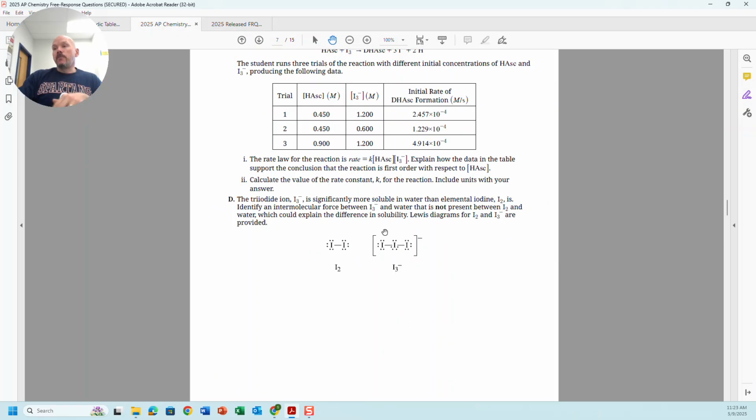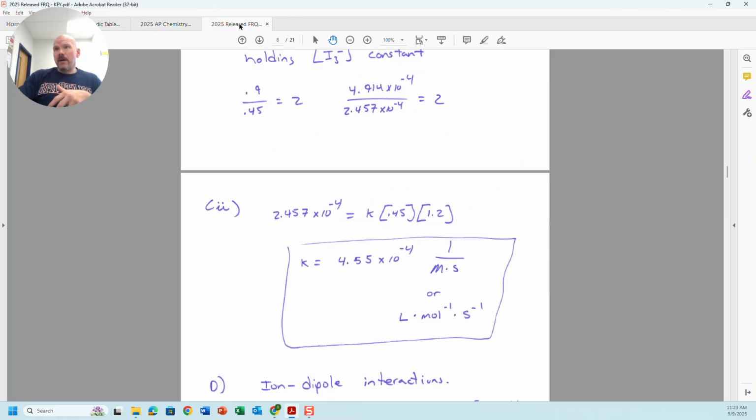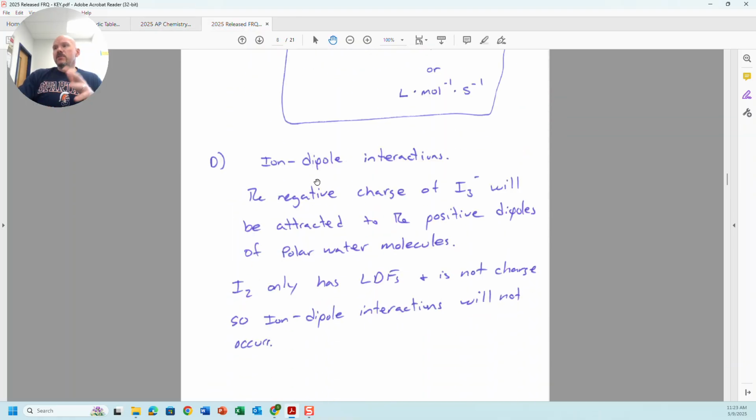And now to part D, we have the ion dipole interactions that we have to talk about that iodine doesn't experience. So ion dipole interactions, the negative charge of the I3 minus will be attracted to the positive dipoles of the polar water molecules. I2 only has LDFs and is not charged, so ion dipole interactions will not occur with that substance I2 that it will with this substance, which is an ion.